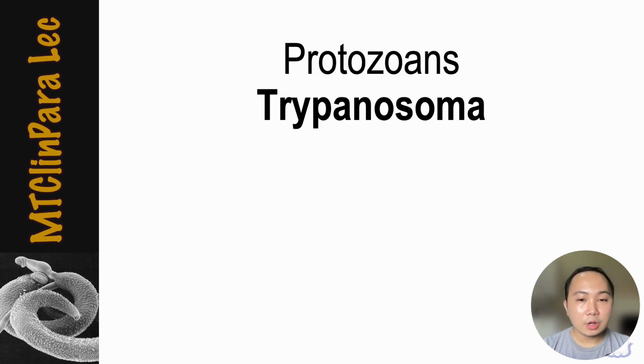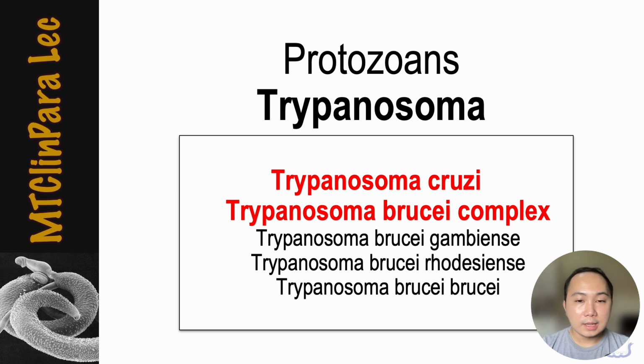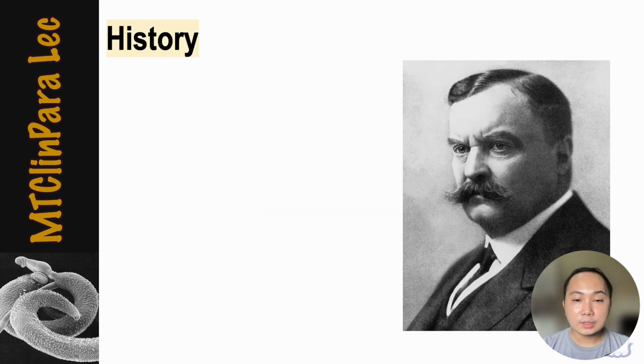So finally, we're on the last genus of our discussion for Hemoflagellate, and that would be your Trypanosoma. Your Trypanosoma are associated with two types of species, and that would be your Trypanosoma cruzi and Trypanosoma brucei complex. So just a quick history check.